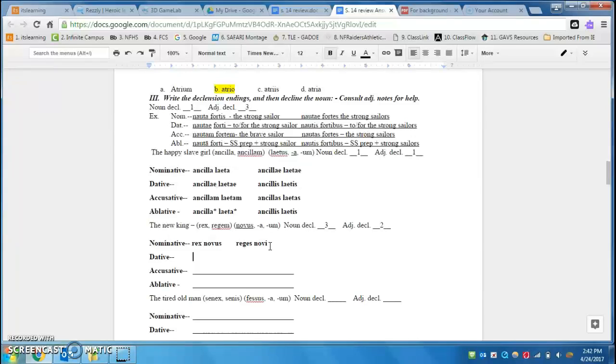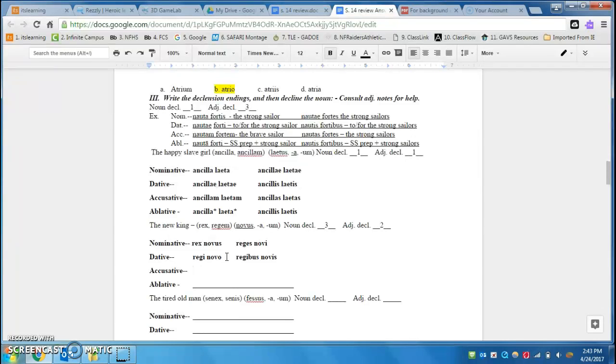Dative singular. All right. Rex, third declension. So we go our reg, because we take off that ending right here and go i. So we go regi is dative singular. To or for the king. To or for the new king would be regi novo. O is the dative singular ending in the second declension. Dative plural ending in the third declension is ibus, and dative plural ending in the second declension is is.